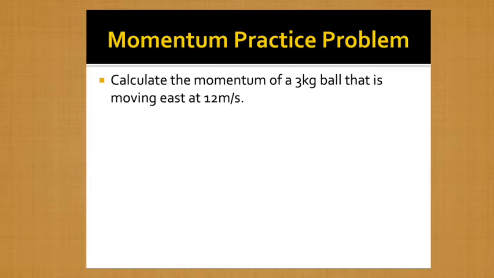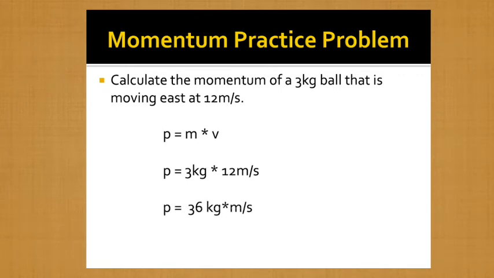Let's calculate the momentum of a 3-kilogram ball that is moving east at 12 meters per second. Here is our equation, P equals m times v. We plug in the information given in the problem, the mass of 3 kilograms, and the velocity of 12 meters per second. Our resulting answer should be 36 kilograms times meters per second.